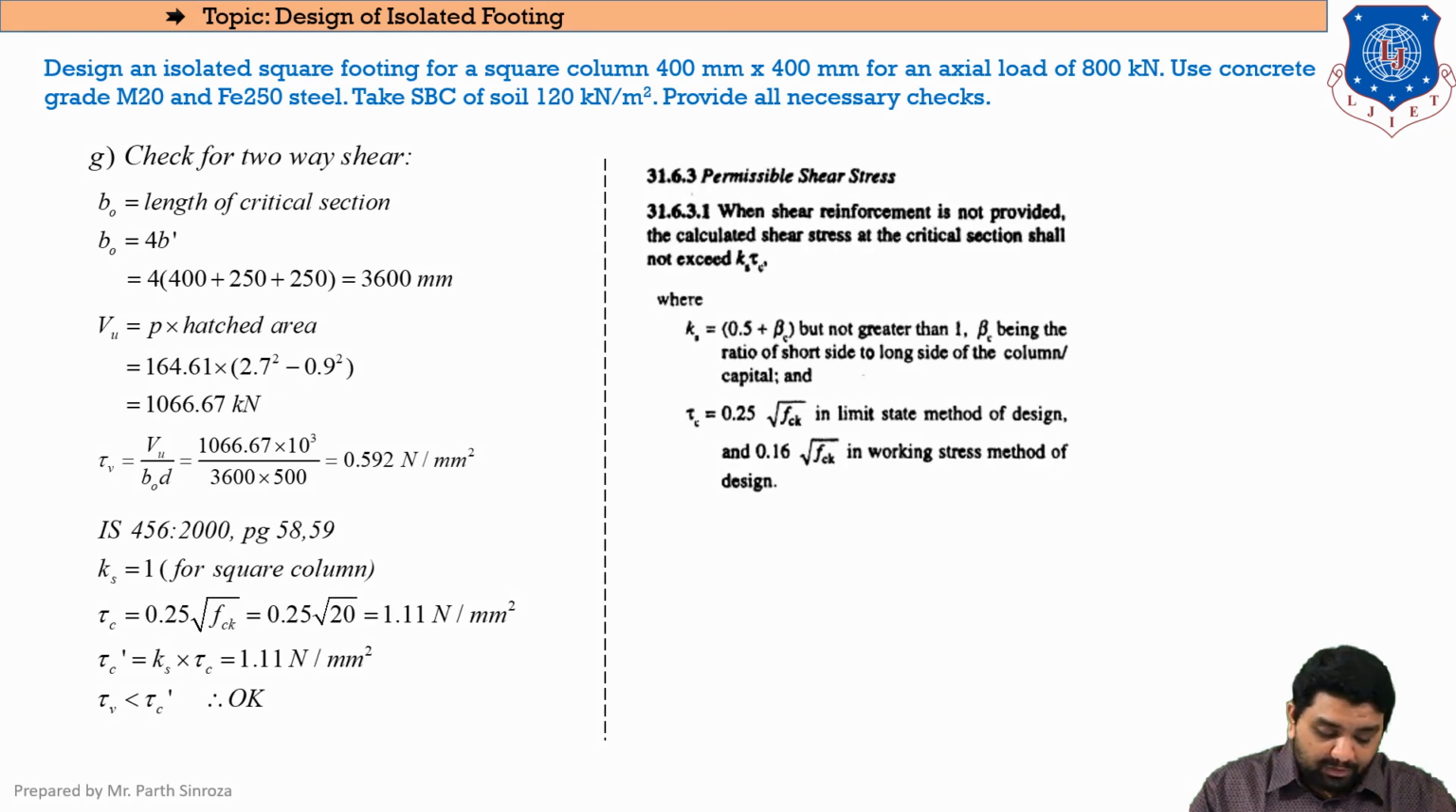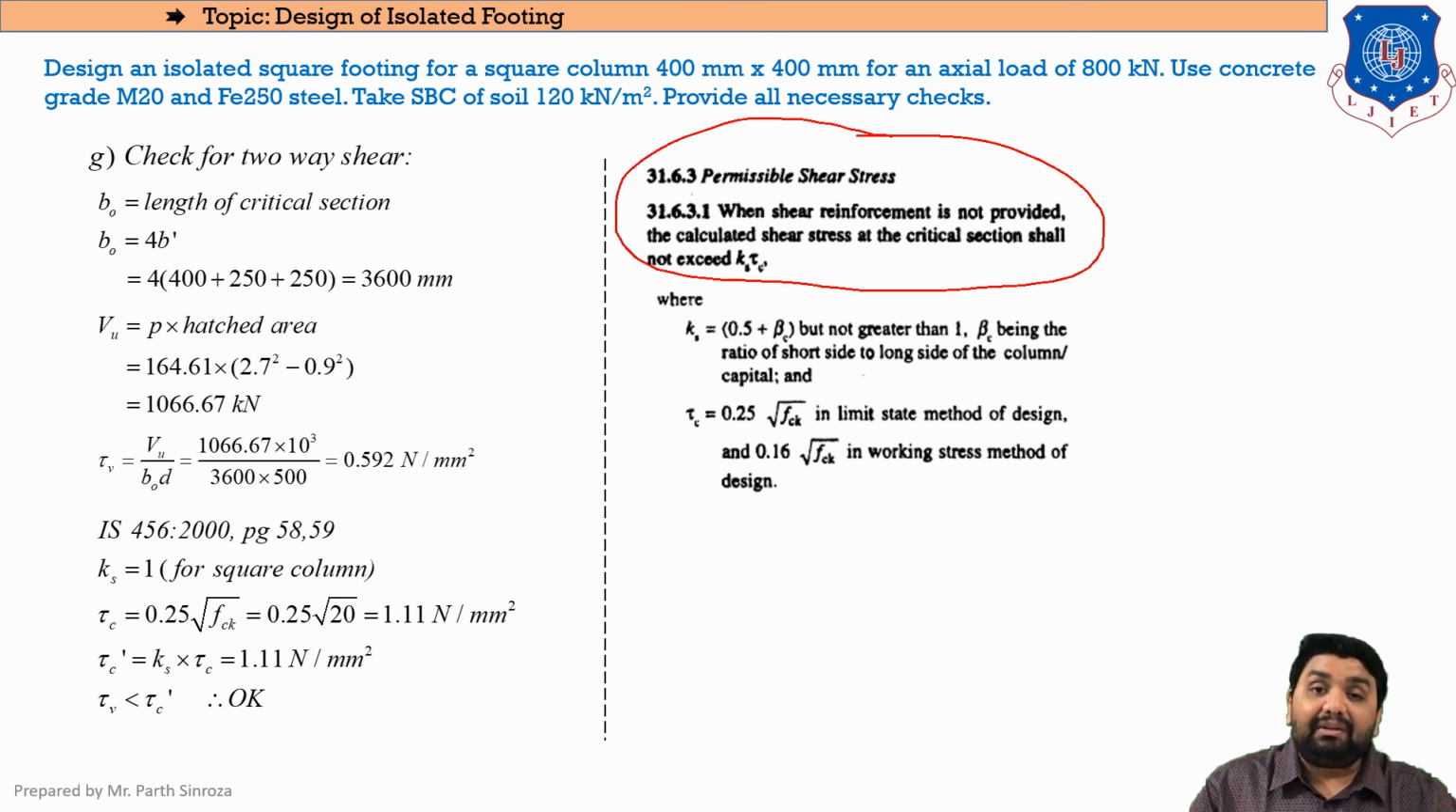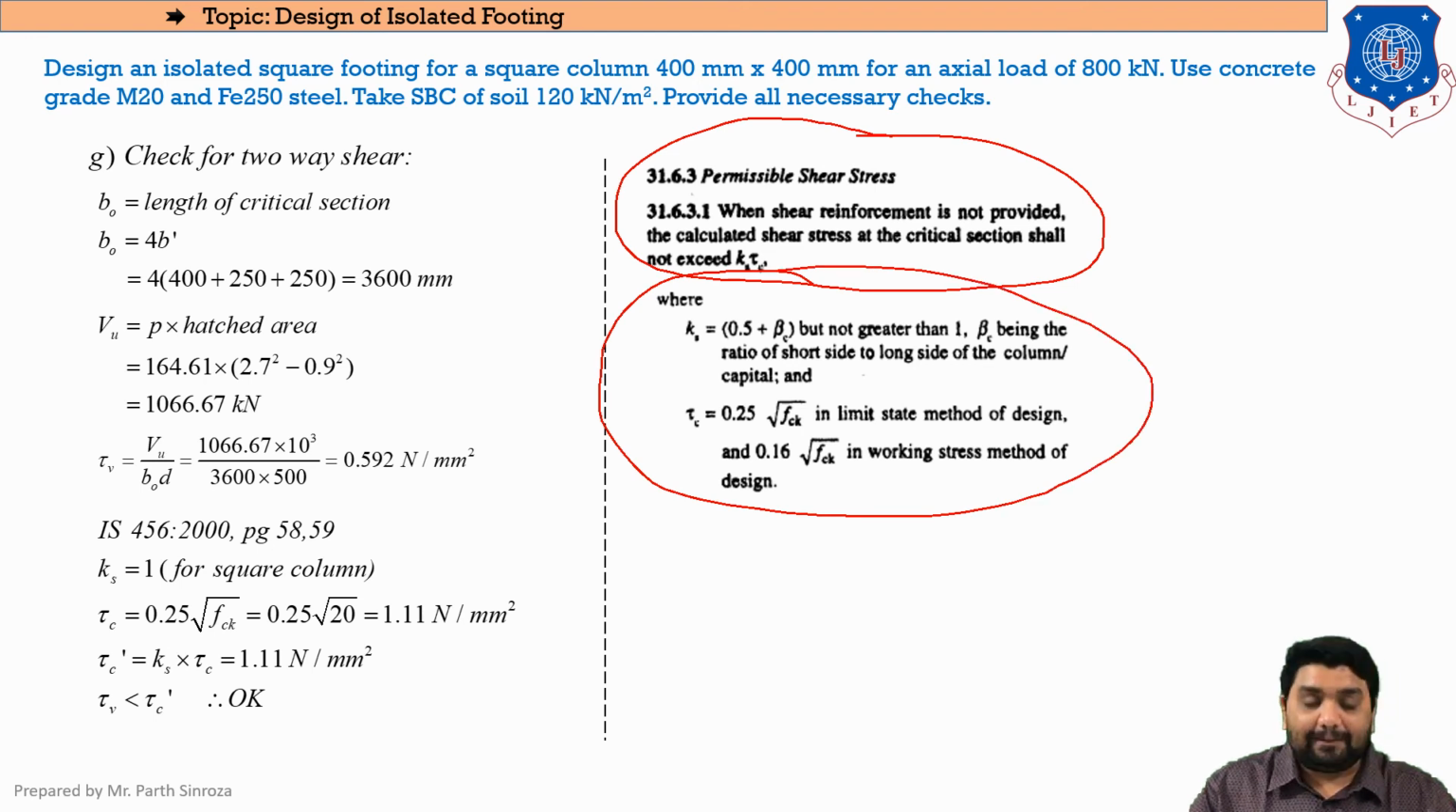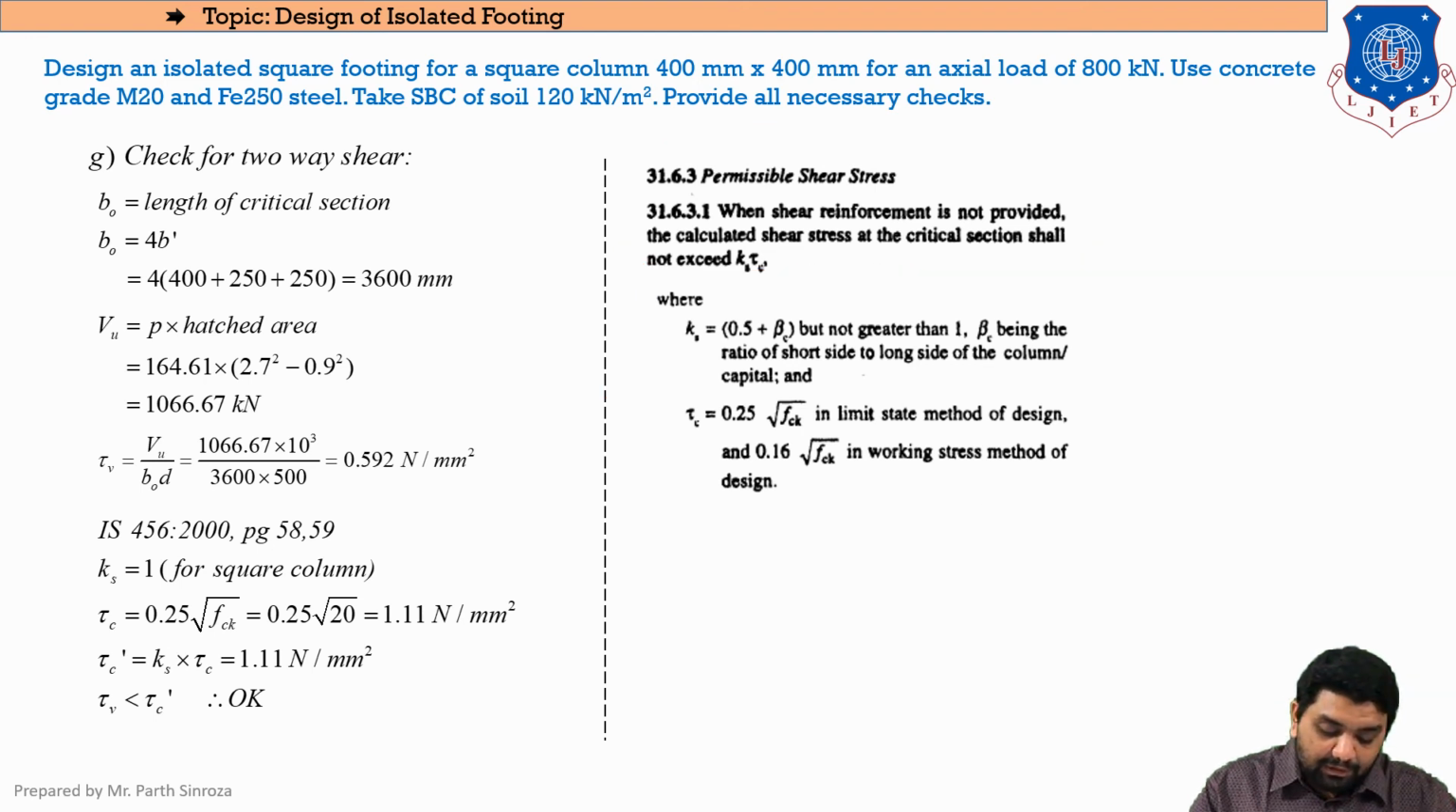Then we'll be calculating the value of tau c. For two-way shear, you always need to look at this: the upper portion is given on page number 58 of your IS code, and the lower portion is given on page number 59. So from this we need to find the value of Ks into tau c, that is tau c dash, when shear reinforcement is not provided. We are not providing shear reinforcement in our foundation; we always provide shear reinforcement only in beams. Clear? In a foundation, or you can say footing, there won't be any shear reinforcement provided.